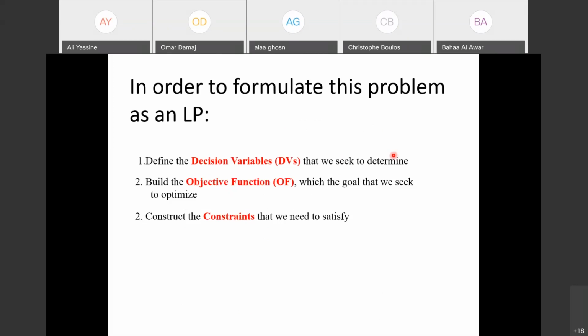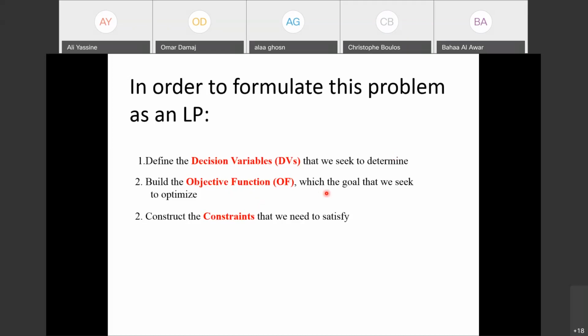Now I will use those two. I'm going to call them x1 and x2, or let's say variable w and variable p for wrenches and pliers. Call them whatever you want, but I will use those two decision variables to build an objective function.